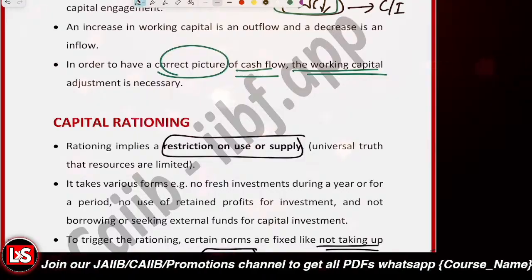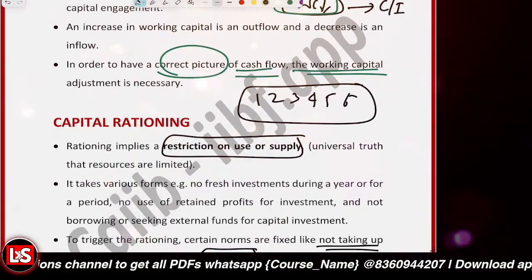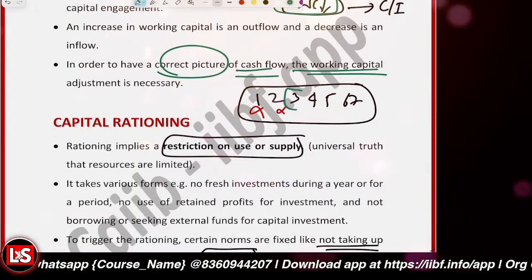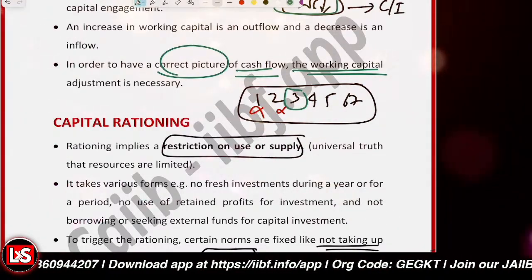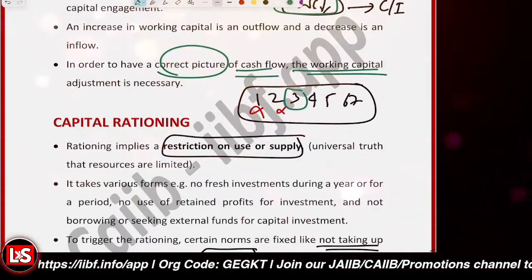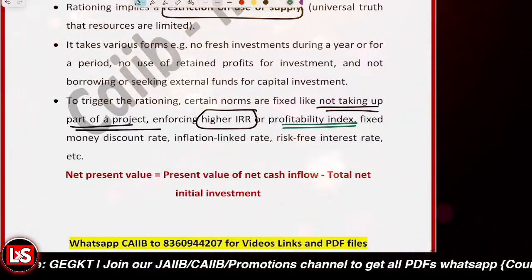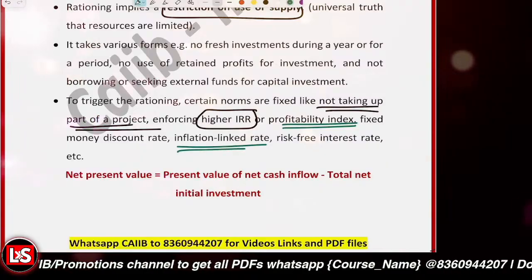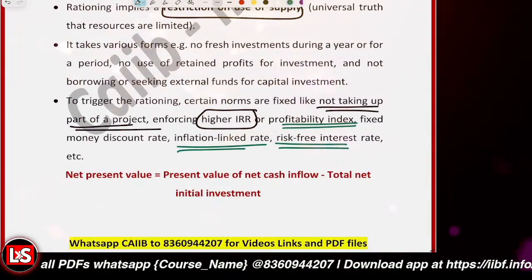Why? If I have 10 project opportunities, but I have limited resources, I cannot take all. So I'll take the most profitable one. Let's say number three is the most profitable one. I'll take that particular project. And further, I'll look for the better return per rupee. That's the profitability index I'll be looking into. Or I will look for a project which is inflation linked or where a risk free interest rate is there. Those are the factors to be included in capital rationing.